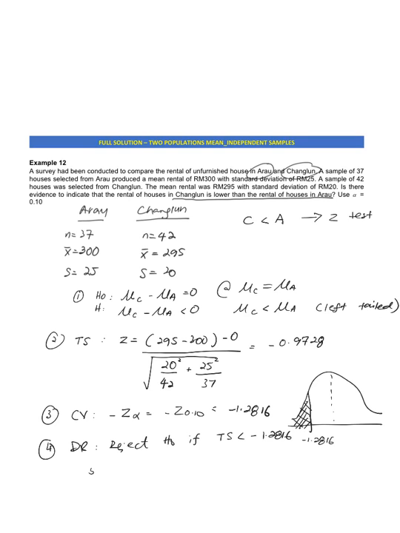Step five, our decision. Does it fall in the rejection region? No, negative 0.9728 is greater than negative 1.2816. Since negative 0.9728 is greater than negative 1.2816, fail to reject H0. So when we fail to reject H0, it means that the mean rental in Changlun is equivalent to the mean rental in Arau.